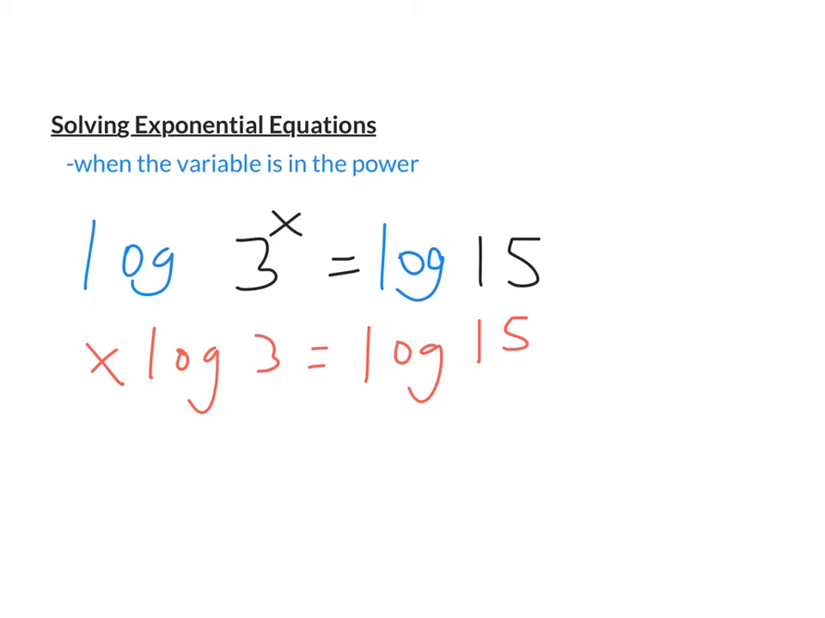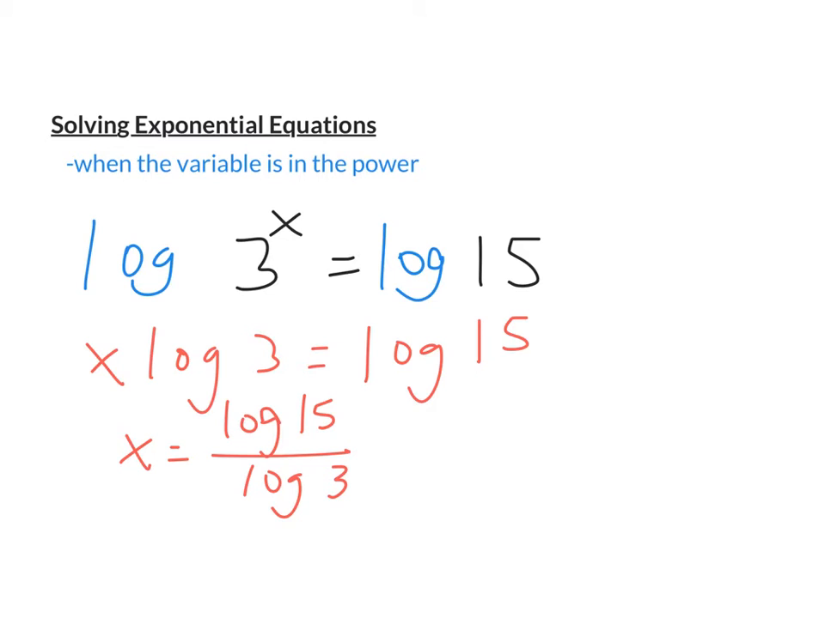Say it louder. Divide by log 3. So I've got x times log 3. All I need to do is get rid of this log 3, so I can just divide both sides by log 3. So now we're set up to solve this. Plug that in your calculator and see what you get.